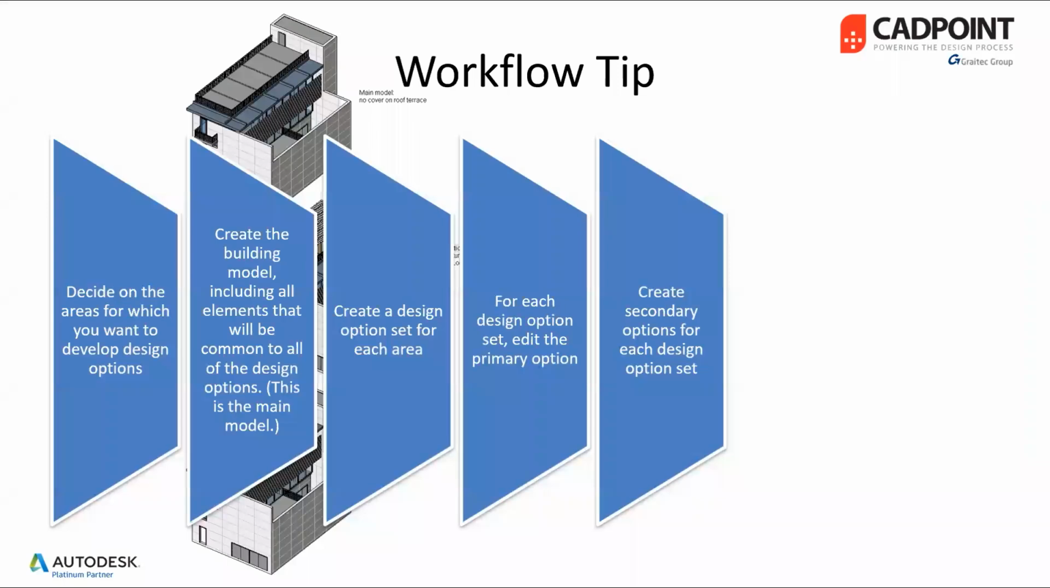Step 5 is to create secondary options for each design option. You can create one or more secondary options for each set. For example, in the entry option set, you create secondary options named revolving door and 2 double doors. In general, any elements that will be modified or referenced in an option should belong to the design option instead of the main model.